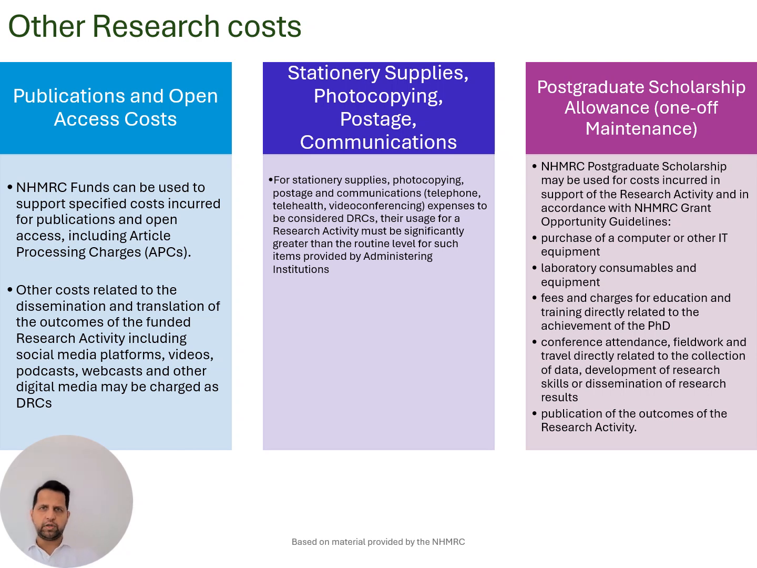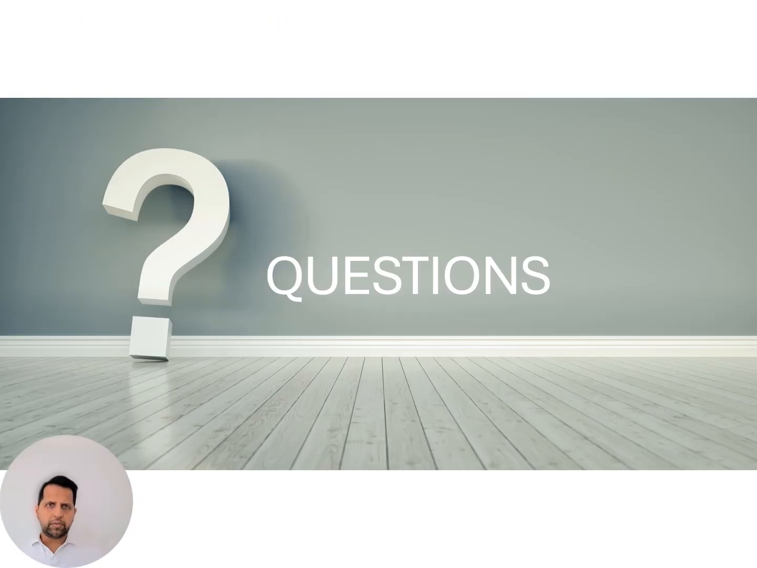Postgraduate scholarship allowance. The postgraduate scholarship allowance is given to postgraduate scholarship applicants, and that can be used for purchase of a computer, lab consumables, fees and charges for your education training, or conference attendance, or publications in the research activity. All right, so here we come to the end of it.